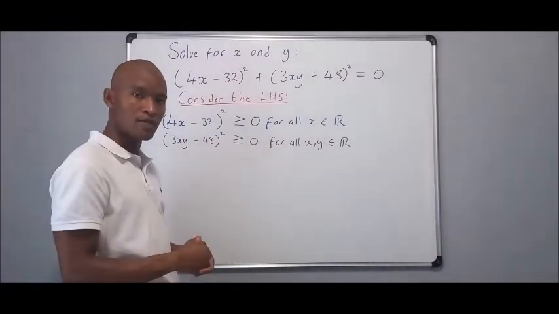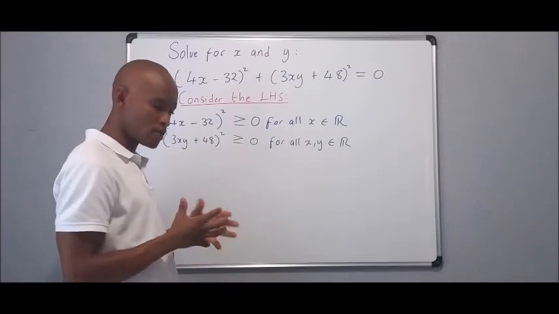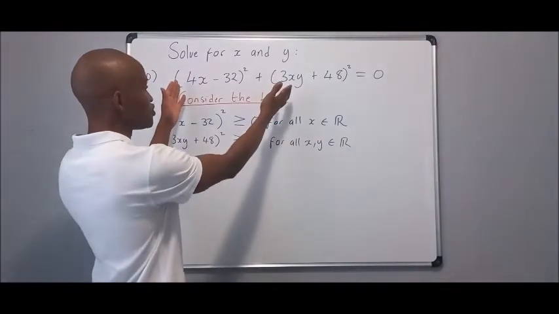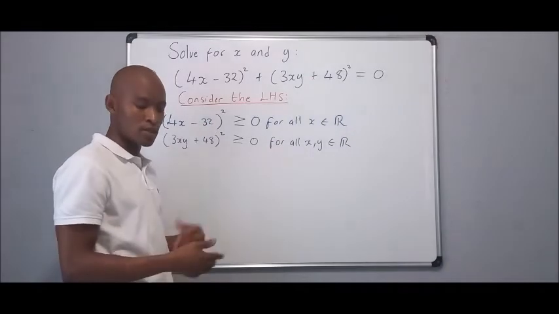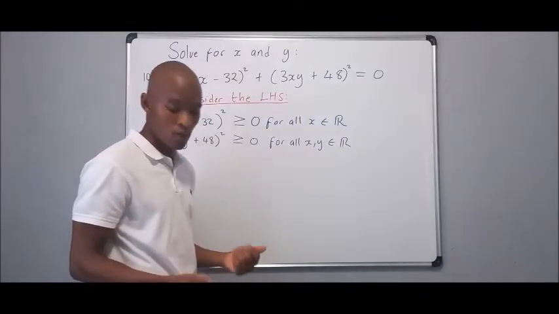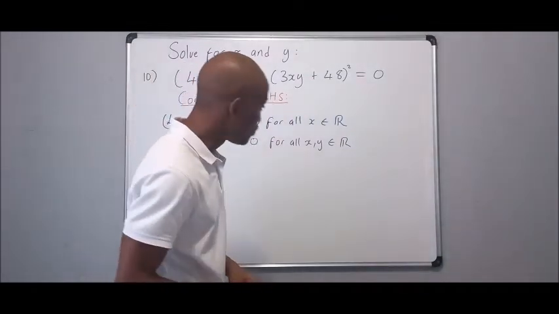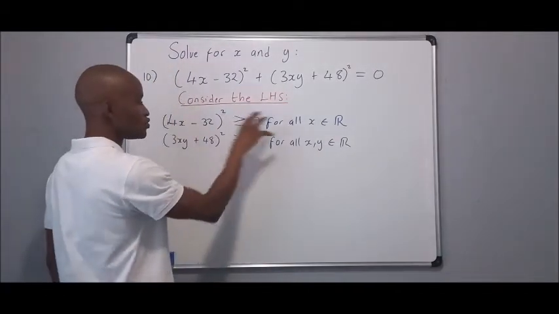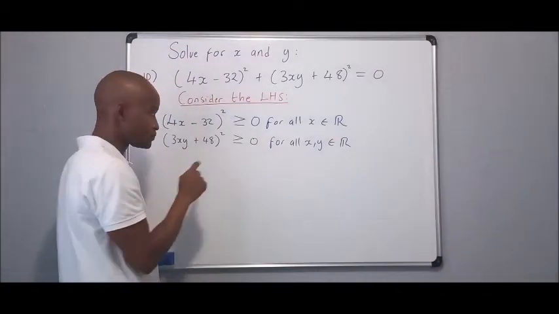We are working with the left hand side, and we're going to prove that if we are summing these two expressions, then the answer will be equal to 0, and that is how we're going to get to solve for x and y. Okay, so since we have proven these two to be greater or equal to 0, let's take the first condition.